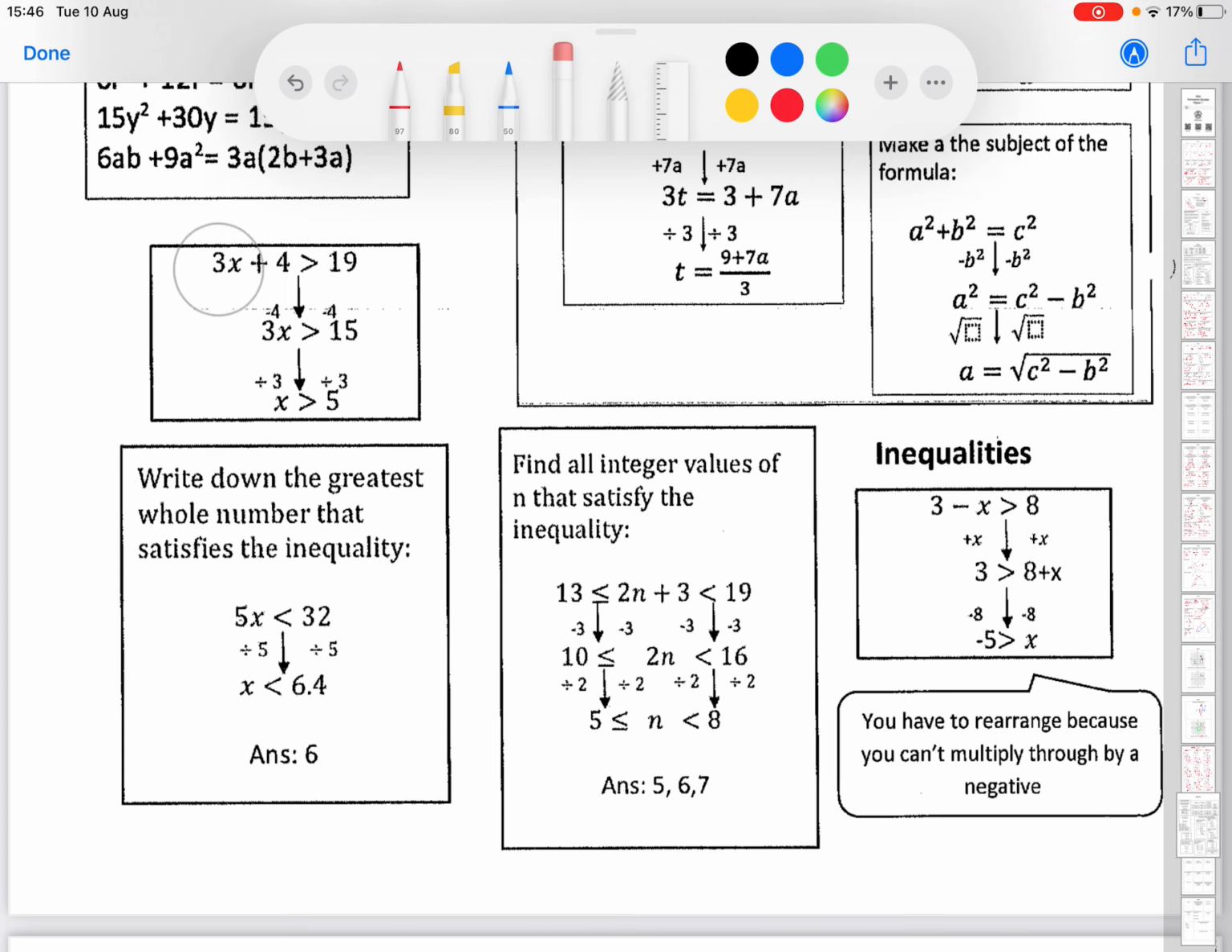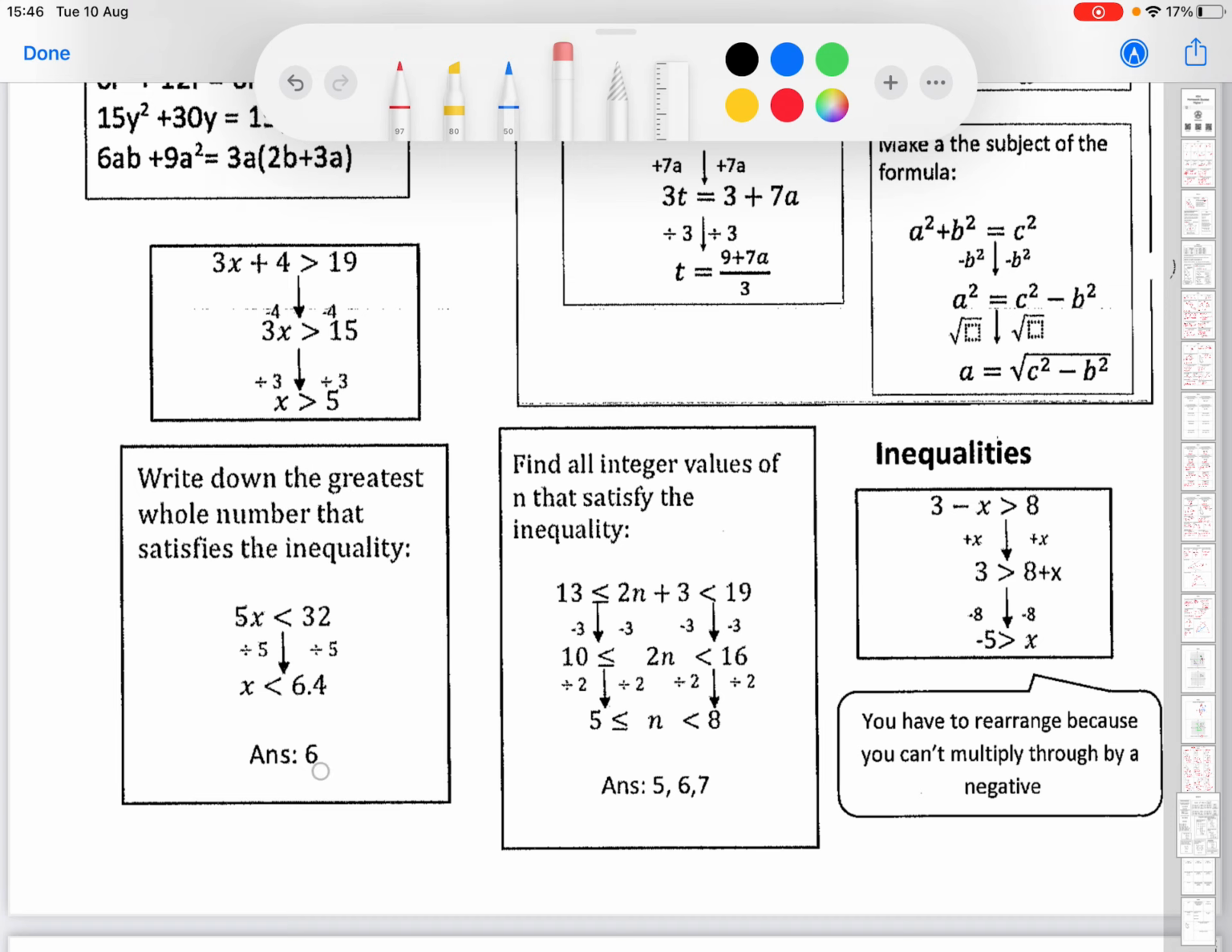You've got some solving inequalities. Solving an inequality is very similar to just solving an equation. So if I've got 3x plus 4 is more than 19, you want to first get rid of your 4. So you take away 4 from both sides. You've got 3x is bigger than 15. Then we would divide by 3, so x is going to be greater than 5.